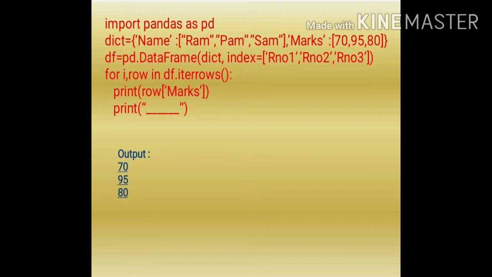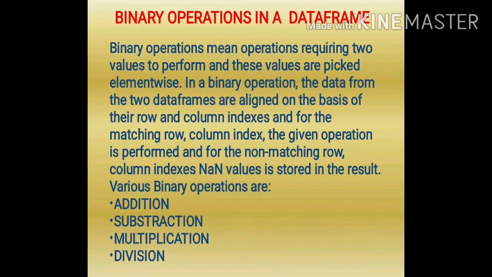Then again we will go up a third time, and when we enter the print row marks, for the marks column the third value is 90, so that will be printed, and then dash dash dash. Again we will go up, but the loop is false, so no output will come. I hope it is clear. It is used to display the value of a particular column row wise, and for that we will use the row keyword and the column name.